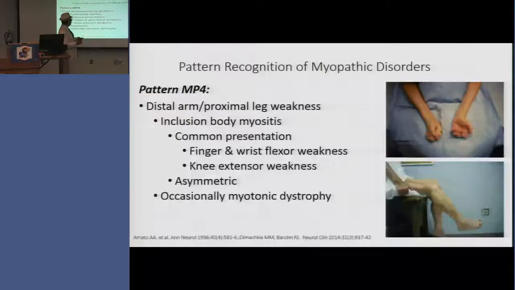MP4, pattern 4, is the inverse of pattern 3. This is distal arm and proximal leg. This is the IBM pattern. As can be seen in the pictures on the left, there's finger flexor weakness, quadriceps weakness. This is the classic pattern for IBM.